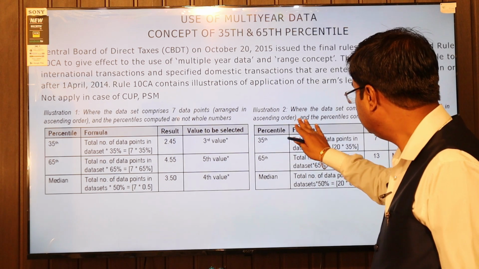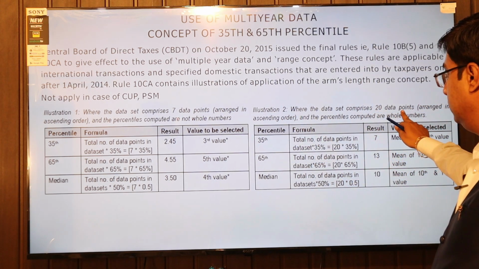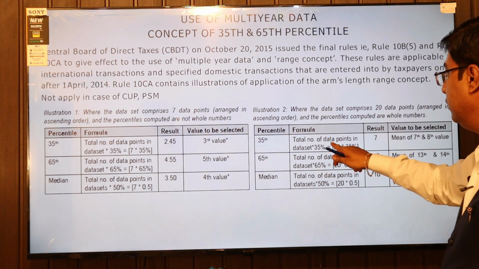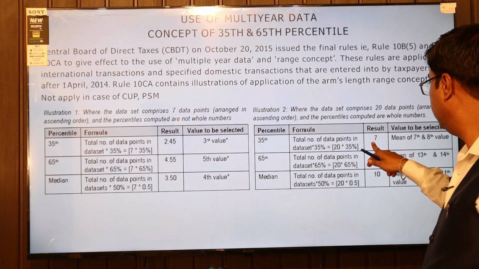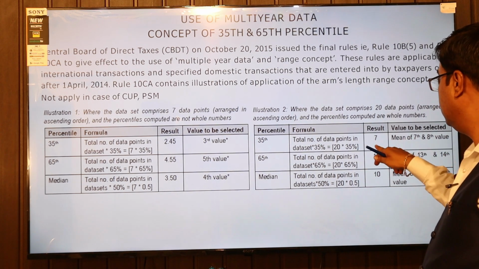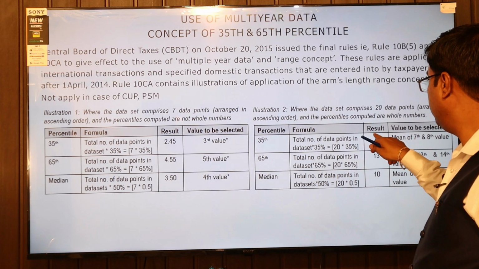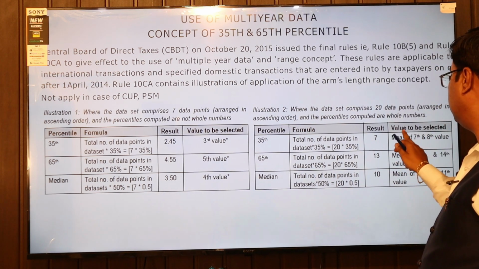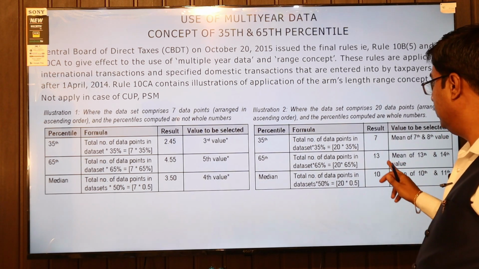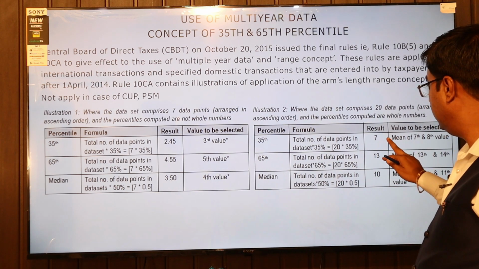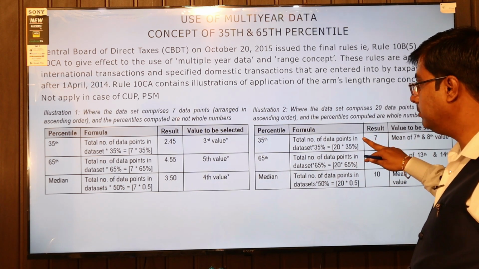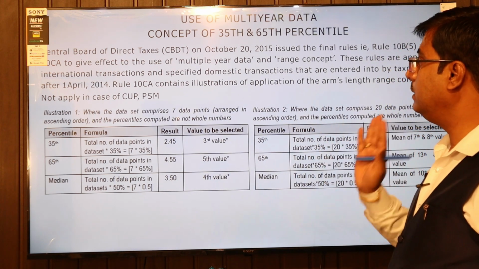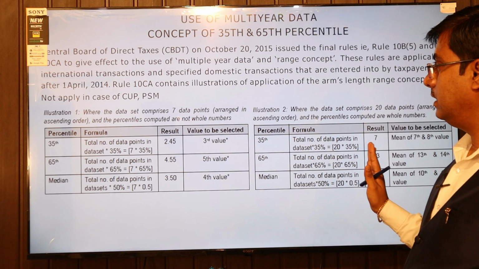Suppose your data set is for 20 companies. In that scenario, 35 percentile is the 7th result. Since this is an exact number, we will take 7 plus 8 divided by 2, the mean of the 7th and 8th value. So if you are within the 35 percentile and 65 percentile range, then you are within the TP. There is no adjustment, nothing.